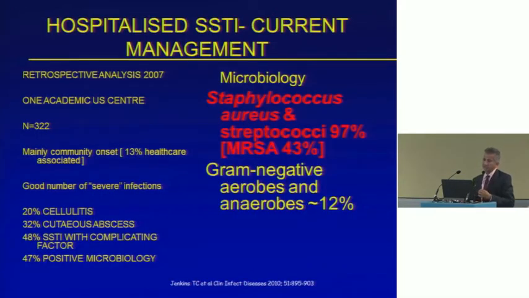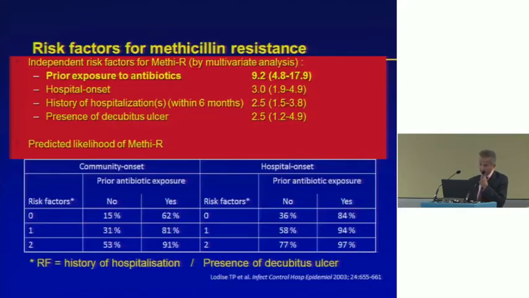I showed you this slide before that still, despite what we think, the majority of the patients who are admitted to hospital, not already in hospital and then becoming infected, will still have gram-positive pathogens. He has many risk factors, and we're trying to predict risk factors at the bedside. We don't have microbiology till 24, 48 hours. How can you tell?